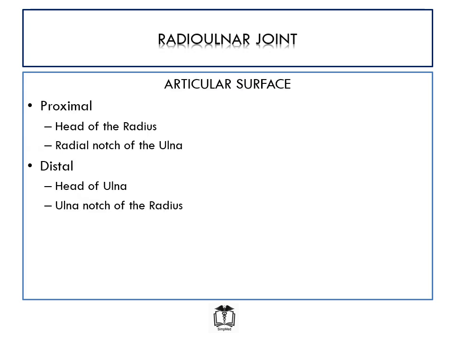So what are the articular surfaces of the radioulnar joints? Starting with the proximal radioulnar joint, this is formed when the head of the radius articulates with the radial notch of the ulna. In the case of the distal radioulnar joint, it is formed when the head of the ulna articulates with the ulnar notch of the radius. Each of these articular surfaces will be lined by articular cartilage, particularly hyaline cartilage.